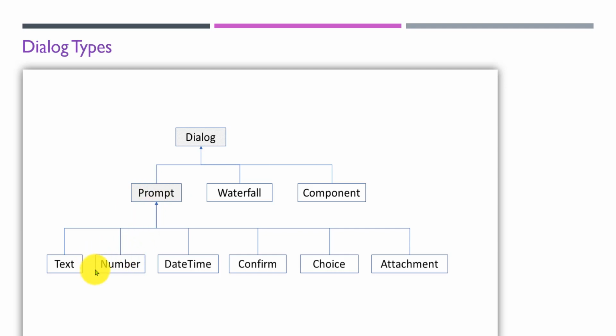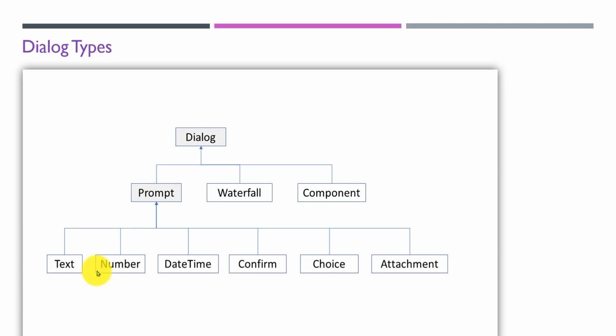Let's say, for example, you take the number prompt. We are asking the user to enter a number, but the user enters something that is not a number, like a string or some special character. The prompt dialog automatically validates this: we want a number prompt, you have to enter a number, not anything other than numbers. That validation is taken care of by the number prompt. We can also add our own validation.